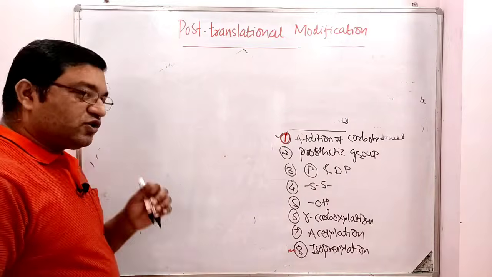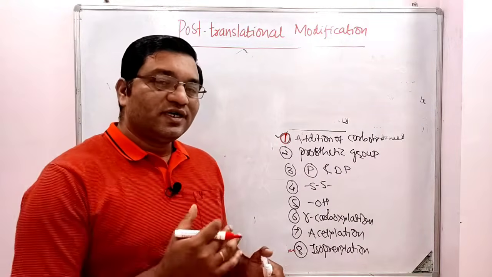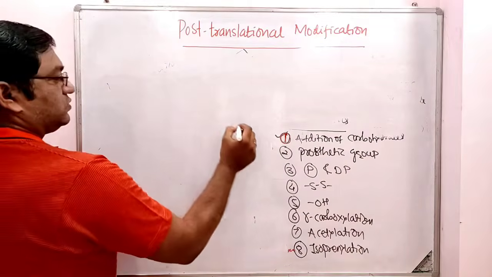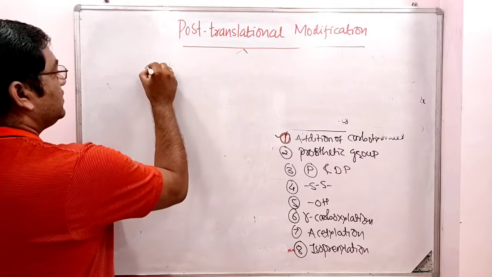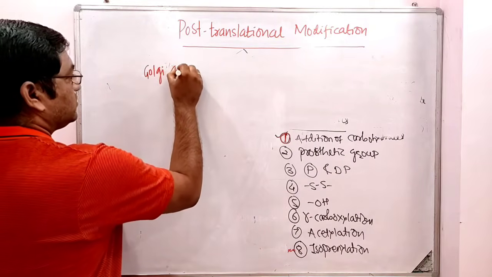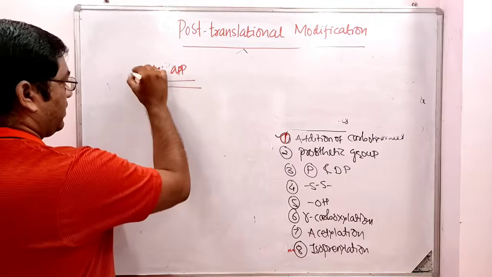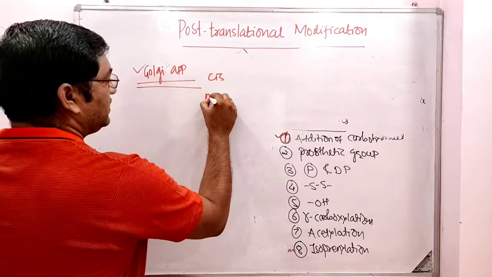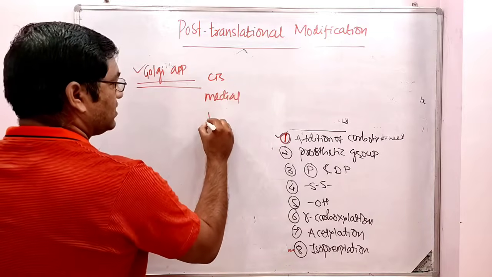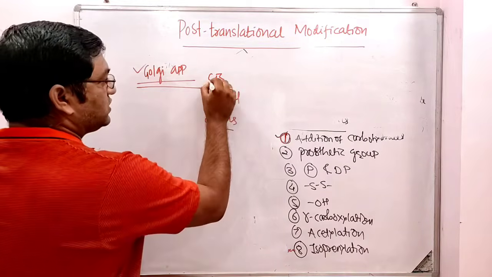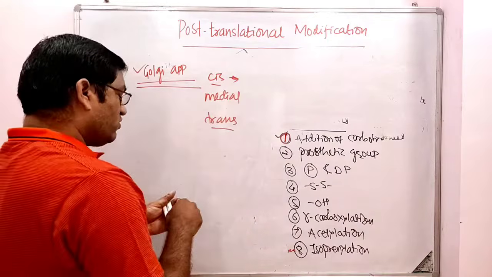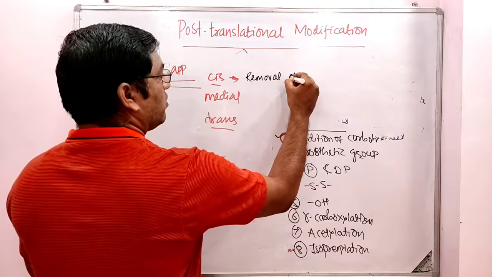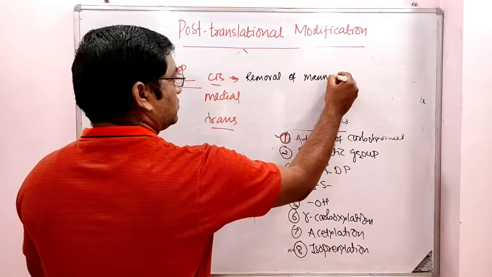To increase the function of certain proteins, carbohydrates are added to the peptide chain. It is mainly done by the Golgi apparatus. There are three regions in the Golgi apparatus: cis, medial, and trans Golgi apparatus. Cis is for the removal of mannose. These are the MCQs. This is for removal of mannose.